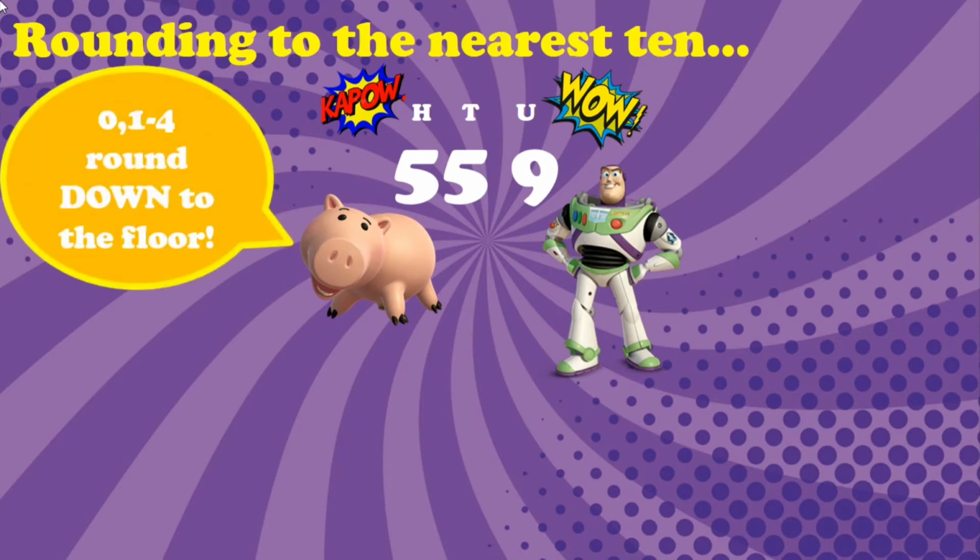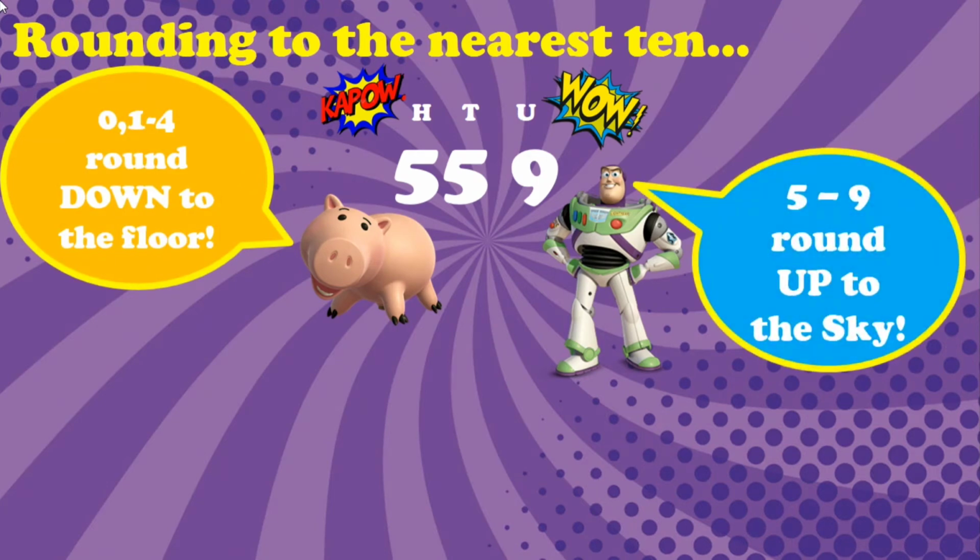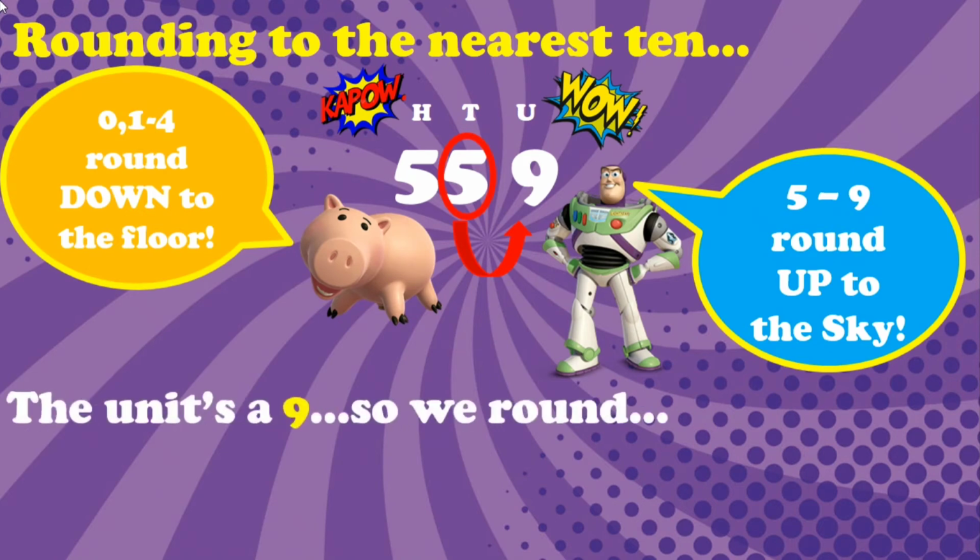Here we have 559, rounded to the nearest 10. Remember, 0, 1 to 4, round down to the floor. 5 to 9, round up to the sky. You can pause and then play it. So rounding to the nearest 10, we need to circle that 10, which is the 50, the 5 there. But we're looking at the number before. So it's a 9. So the unit's a 9.